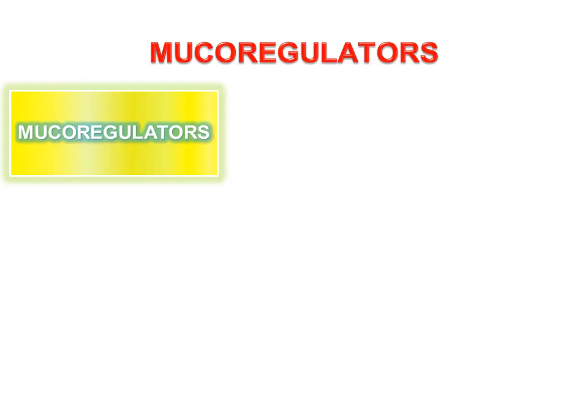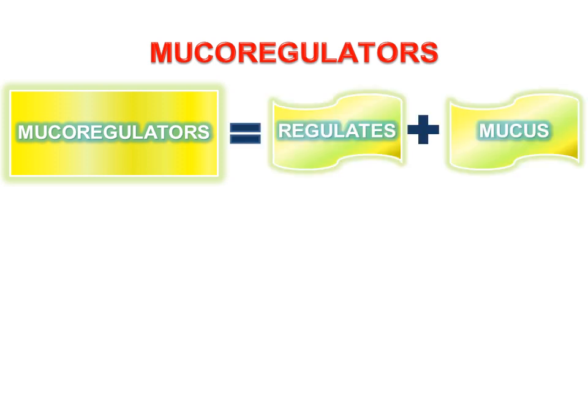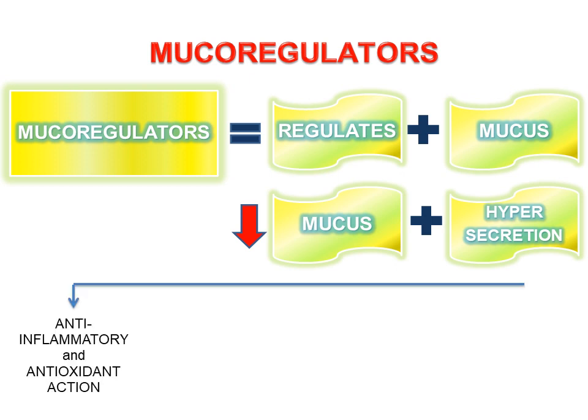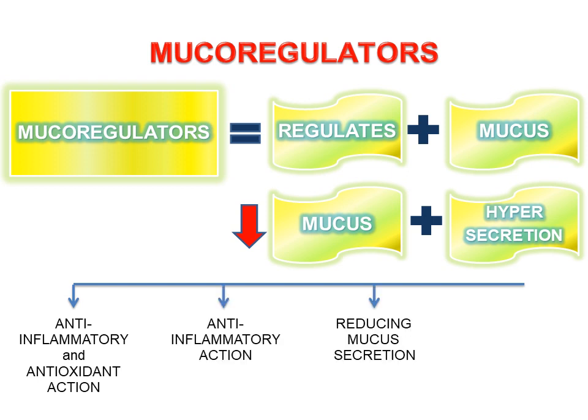Mucoregulators, as the name suggests, are medicines that regulate mucus secretion, or medicines that decrease mucus hypersecretion, either by their anti-inflammatory and antioxidant action, or by anti-inflammatory action, or by reducing mucus secretion, and the fourth way is by regulating mucus production, or I can say reducing mucus production.